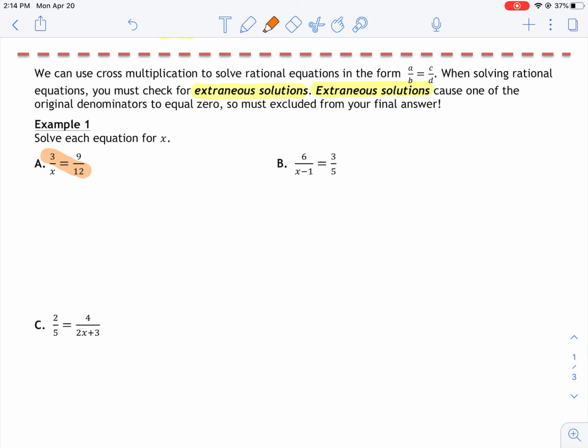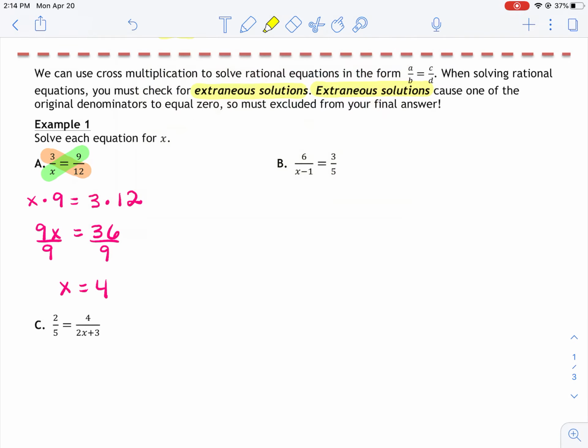So in this case, what we just found is that x times 9 equals 3 times 12. Now, we don't usually write x times 9. So instead, I'm going to write that as 9x. And 3 times 12 is 36. Okay, and notice that allows us to easily solve for x. And so we get x equals 4.